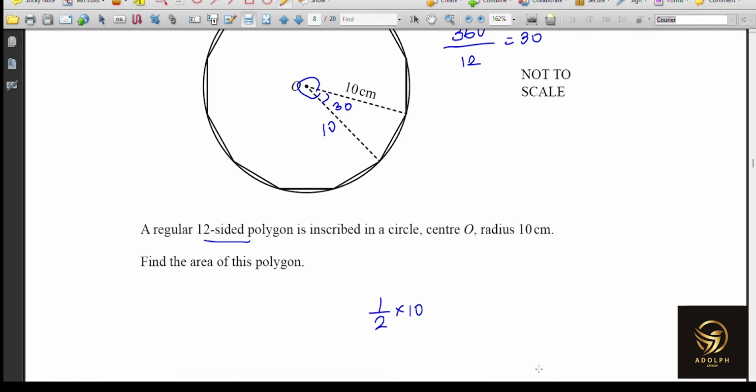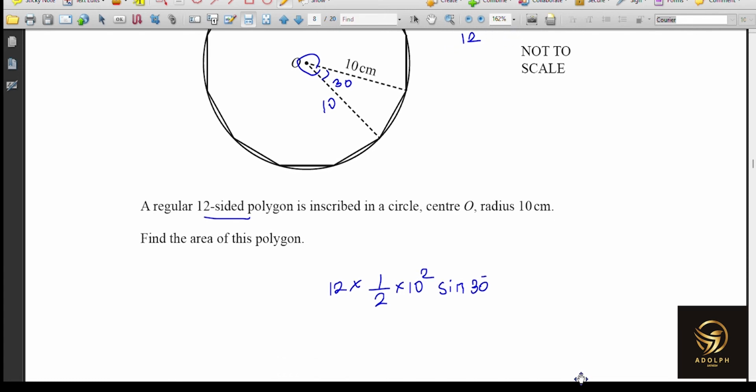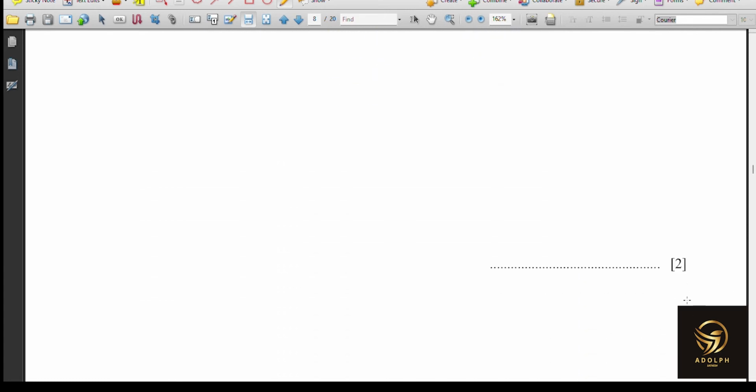So one triangle's area is half AB sine C. A is 10, B is also 10. So half into 10 square sine 30, because that angle we found here is 30. And now we have to multiply this answer by 12. Why 12? Because 12 identical triangles are there. If you put these values in your calculator, we are getting the answer as 300 centimeters square.